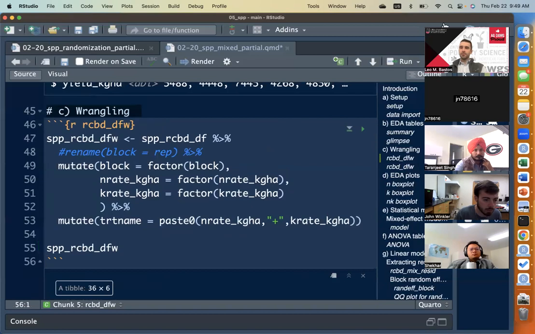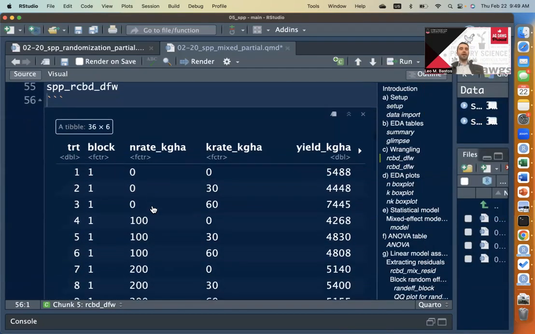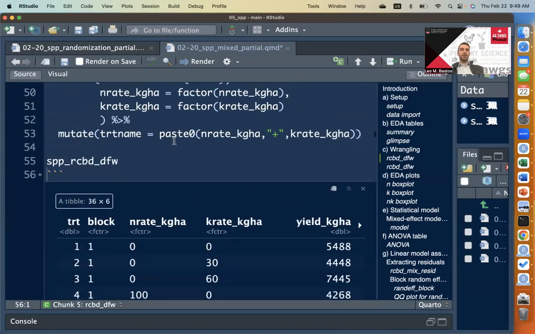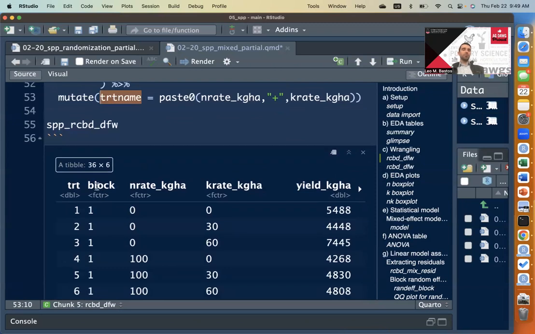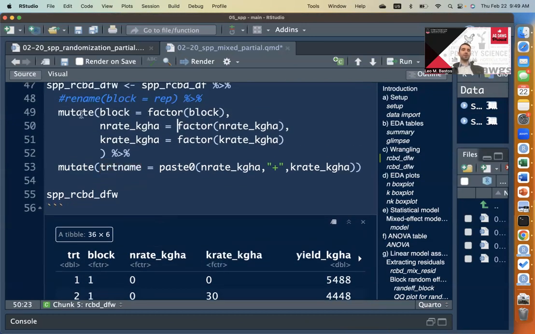All right, so if that successfully worked, you should now have this new data frame with 36 observations and 6 columns, because we created a treatment name column now, and also your block, your N rate, and your potassium rate should all be factors, right? That's what we did in the code here when we used the factor function on them. So that was our very light wrangling of this data set before we get into the analysis.